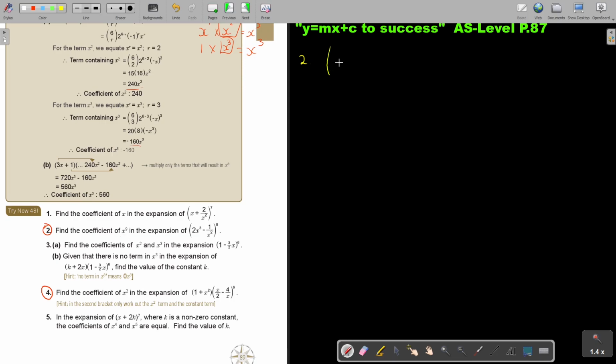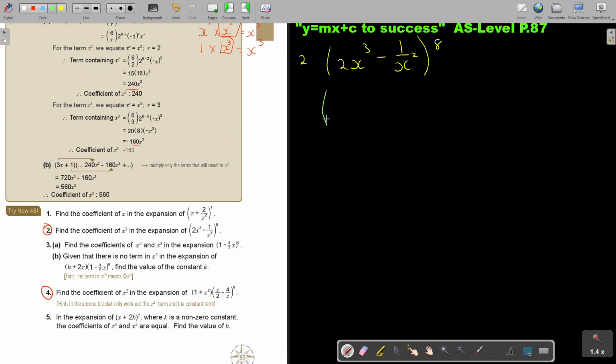And what is my sum? It's (2x cubed minus 1 over x squared), and this is going to be to the power of 8. But they want x to the power 9. Now, exactly just like I always do, just use that formula. I just get my general formula in terms of r. And how do I do that?